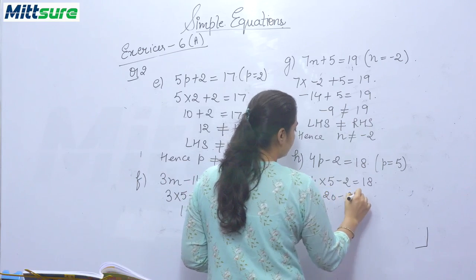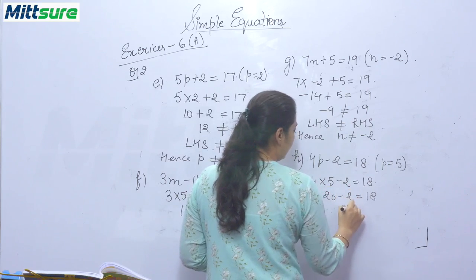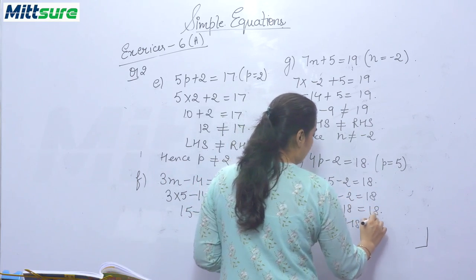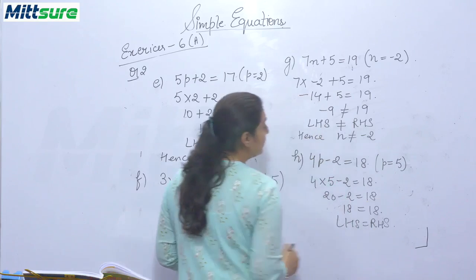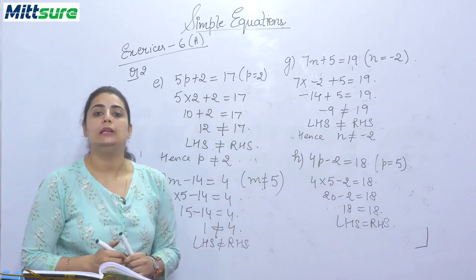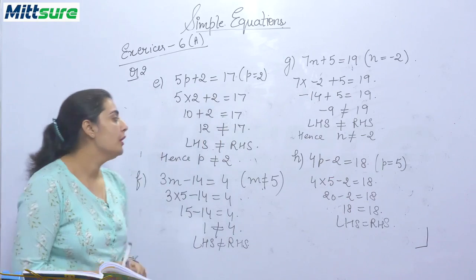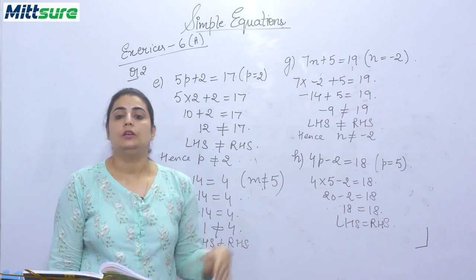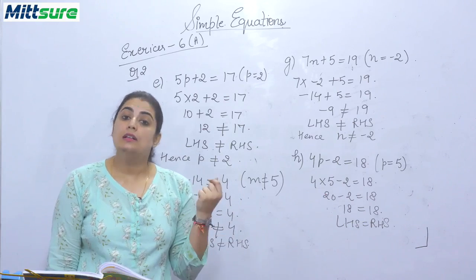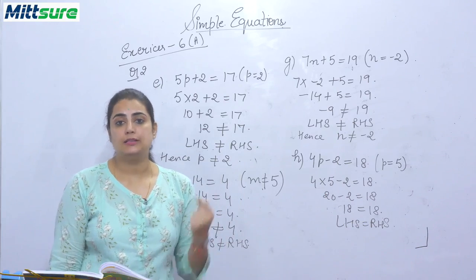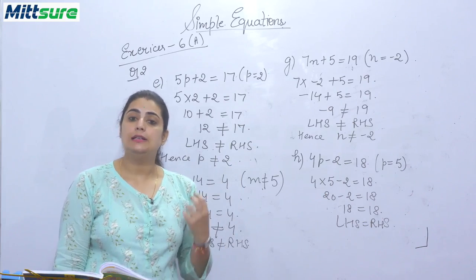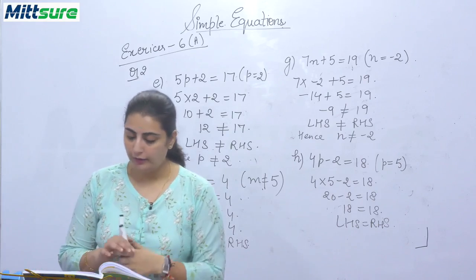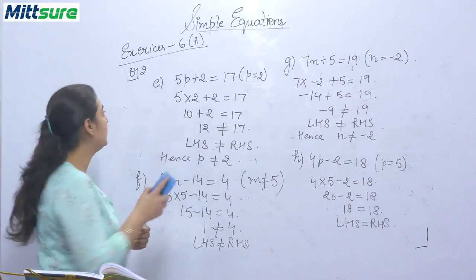20 minus 2 equals 18. 18 equals 18. That means LHS is equal to RHS, and P's value is only 5. So this is how, by substituting the value of the variable given in the question, you can find out whether the value which has been given to you is correct or not, or whether it is the correct solution for the given equation or not. Now let us move on to question number 3.